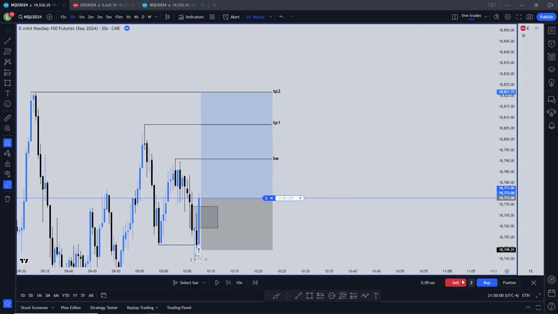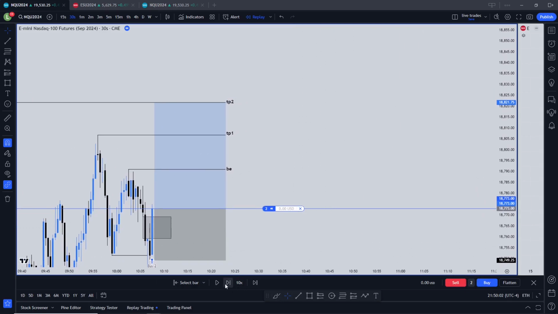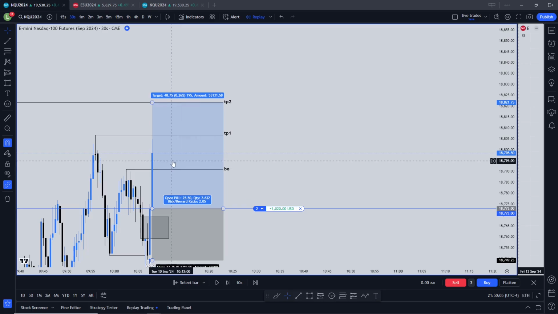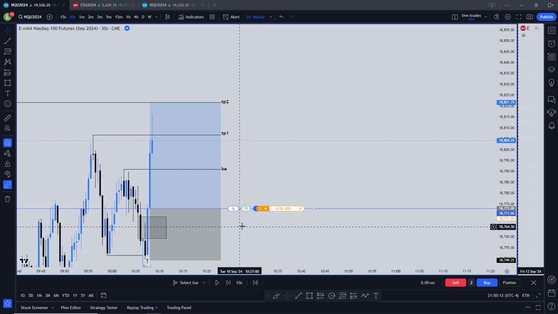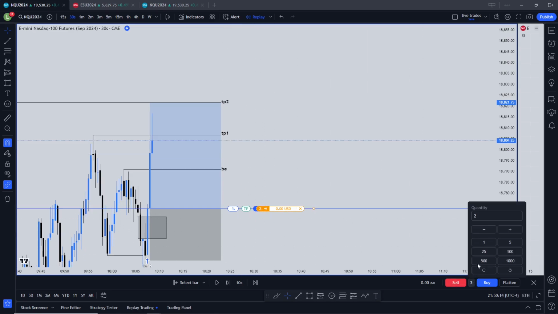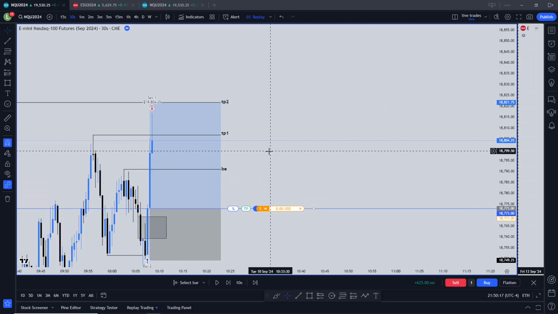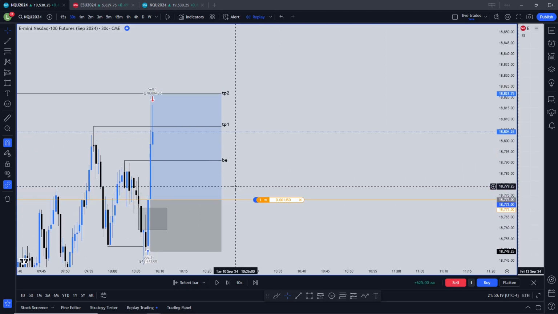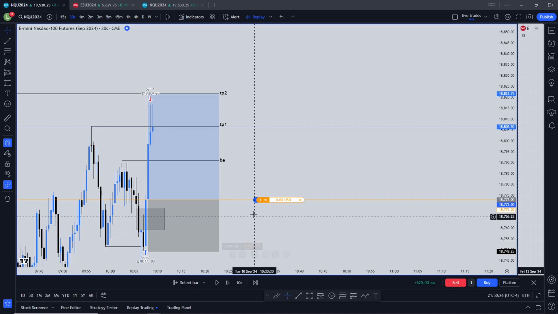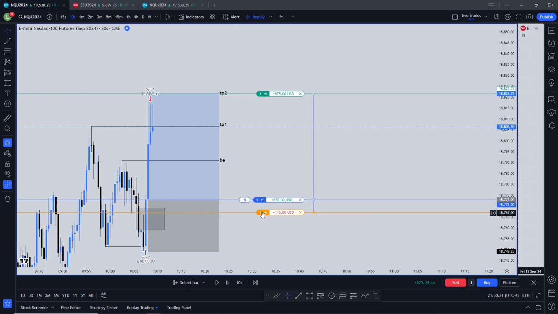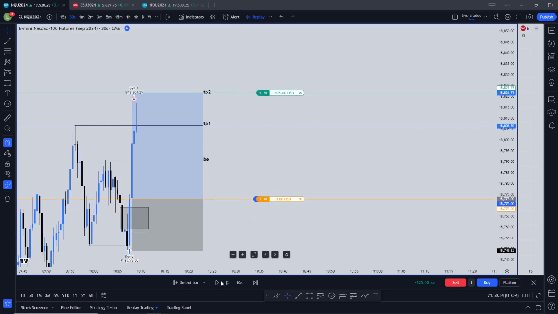So let's see if we enter with 2 contracts right here, we instantly move our stop loss to break even, right? And then on this next candle, we get to close 1 of our contracts with a stop loss at break even. So now this is guaranteed profit and risk free. Now let's see what happens. Let me put the TP up here. All right, let's see.